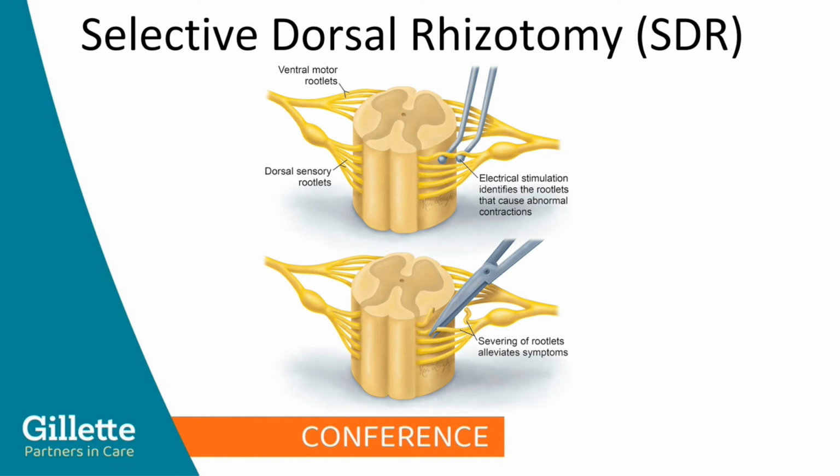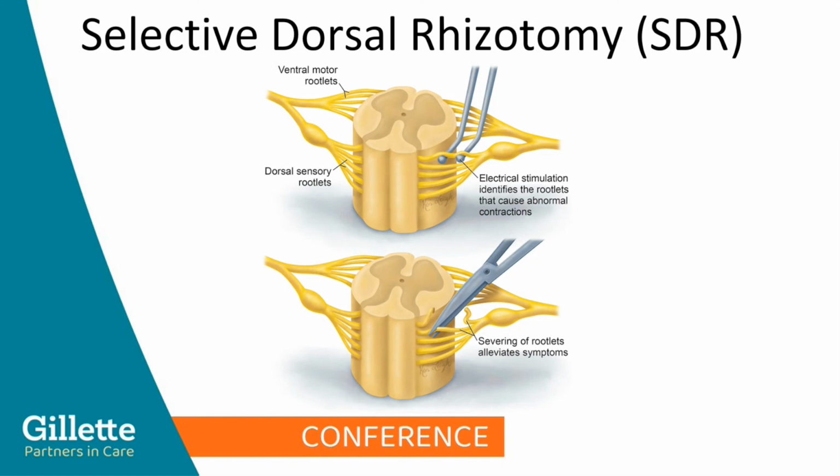So SDR is completed in the lumbar area, tends to be dorsal roots of L1 through S1, S2. They're accessed through a laminectomy, either at the conus medullaris or at the cauda equina. The roots are divided into rootlets. They're electrically stimulated, and those with the abnormal responses are cut.